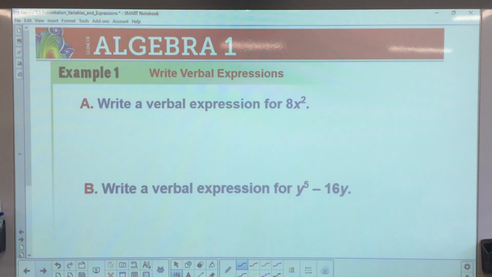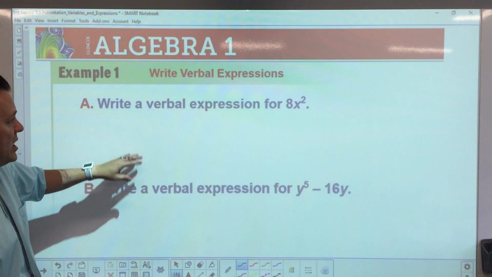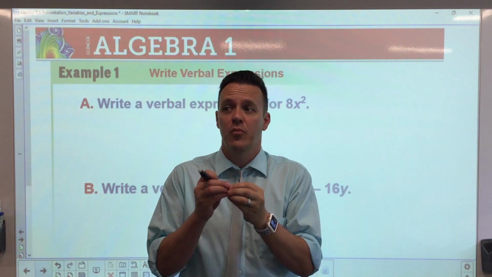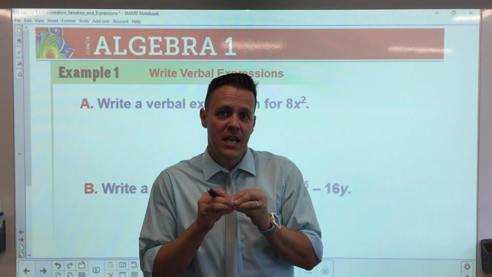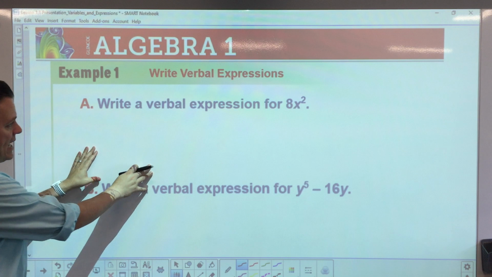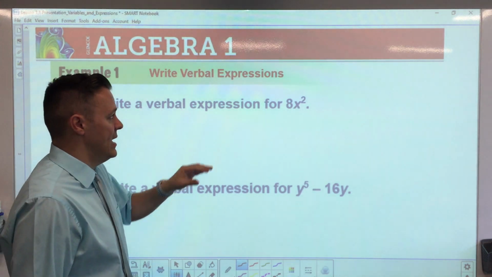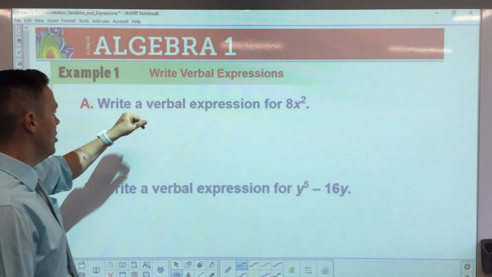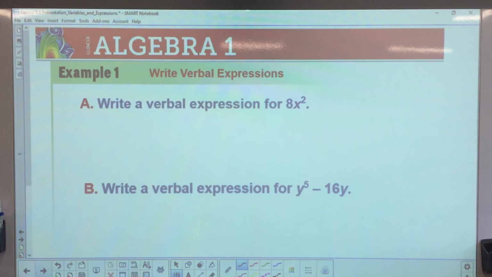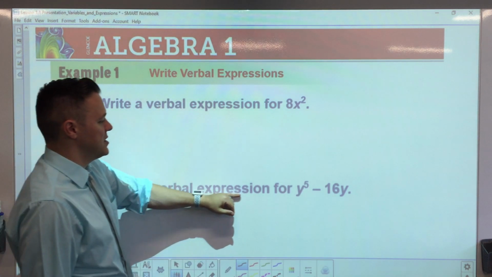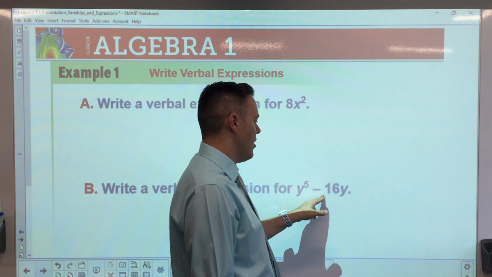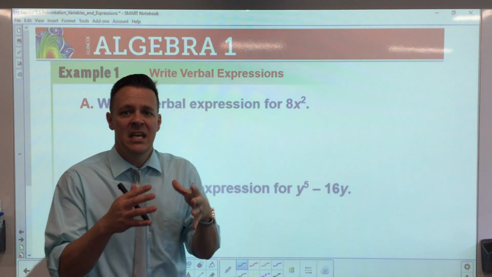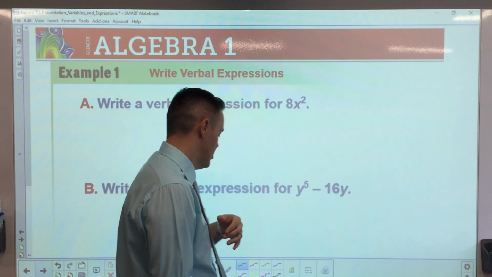Okay, so what we have here is the first example. My plan in class is to have pre-printed notes. If you've got these notes pre-printed out, good. If you do not, then ladies and gentlemen, write this down in your notebook exactly like that. All right. So write a verbal expression for 8x squared, and write a verbal expression for 5 to the 5th power minus 16y. One thing I want to make sure you understand is the given mathematical operations.